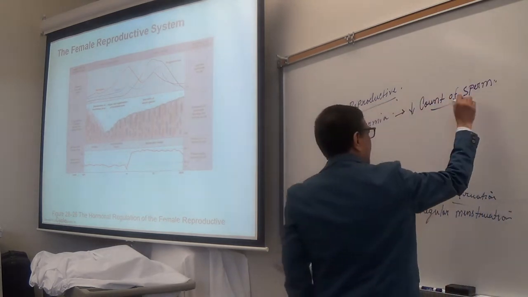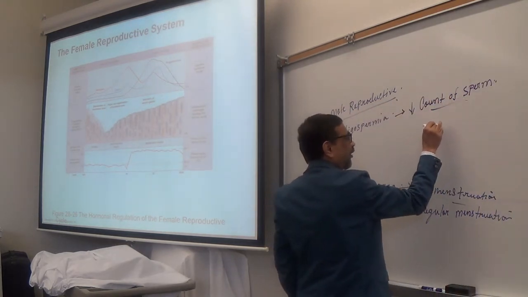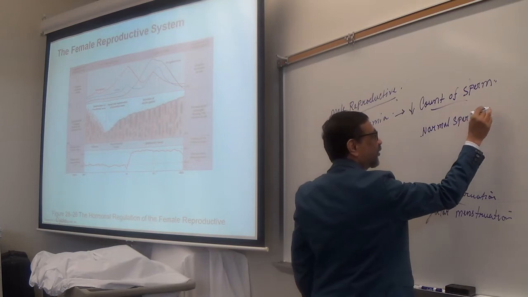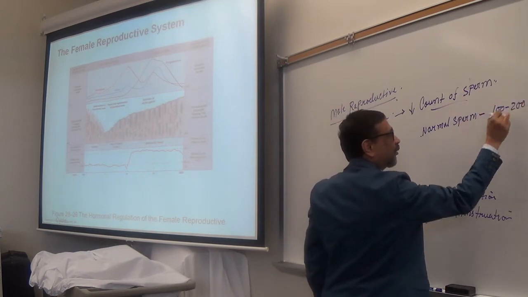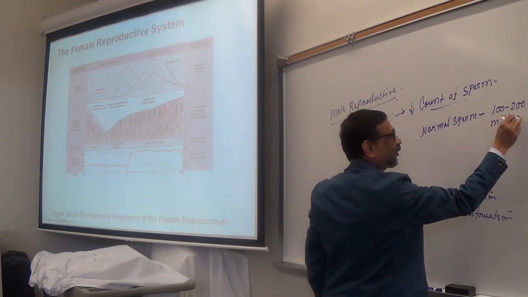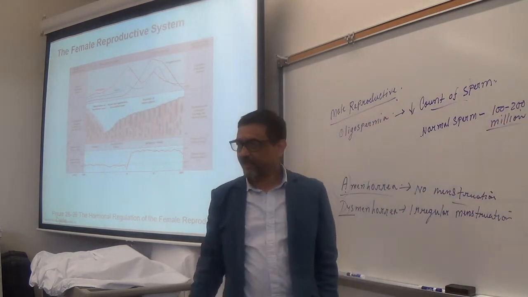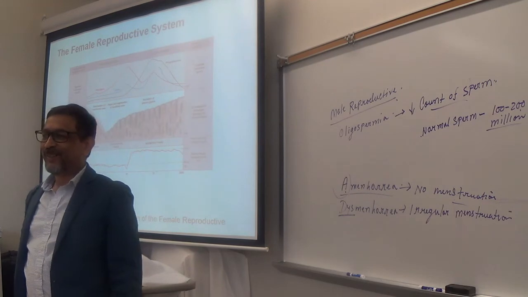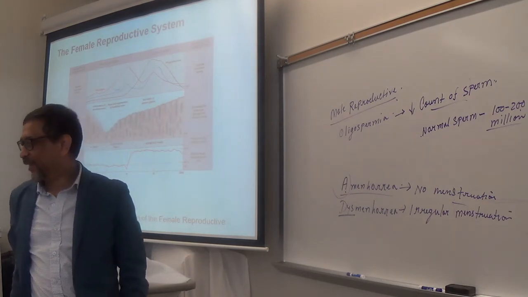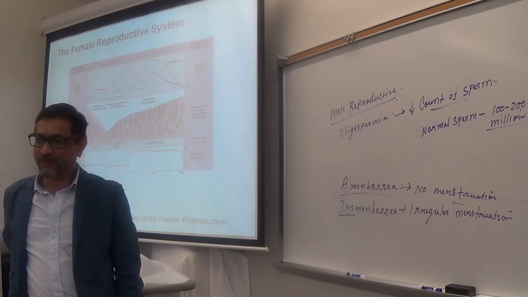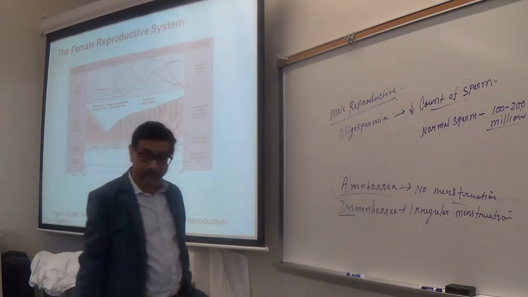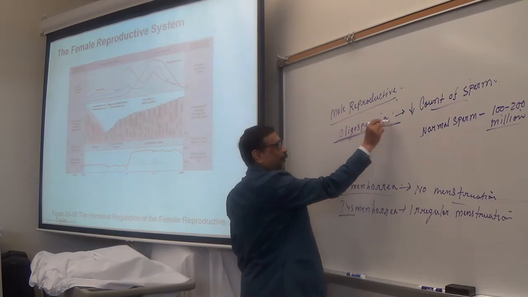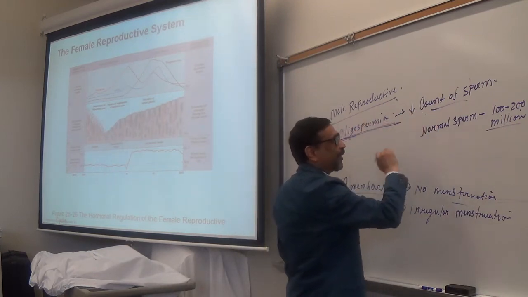Normal sperm count per ejaculation is 100 to 200 million. Can you think? Per ejaculation. Okay? How many? Huge number, right? Egg is how many? Only one. Okay. Such a huge number, we don't need that many, but we do. If the number goes low, that can cause male infertility.